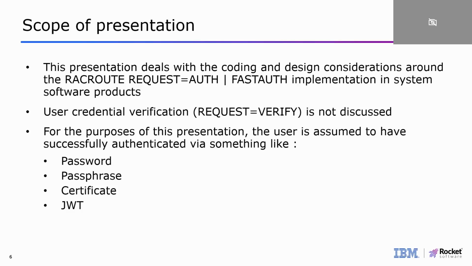The scope of this presentation, I'm going to talk about mainly RACROUTE REQUEST=AUTH and RACROUTE REQUEST=FASTAUTH implementations. I'm not really going to deal with REQUEST=VERIFY, i.e., how you enter the system, how you authenticate to the system. I'm just going to assume that you've got a password, a passphrase, a certificate, a token. You're validly on the system when we're talking about how we're then going to do authorization checks for that identity.